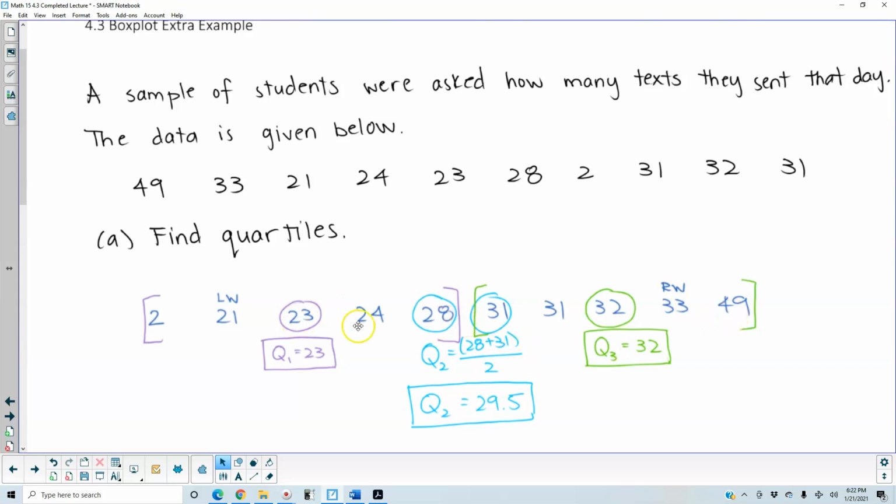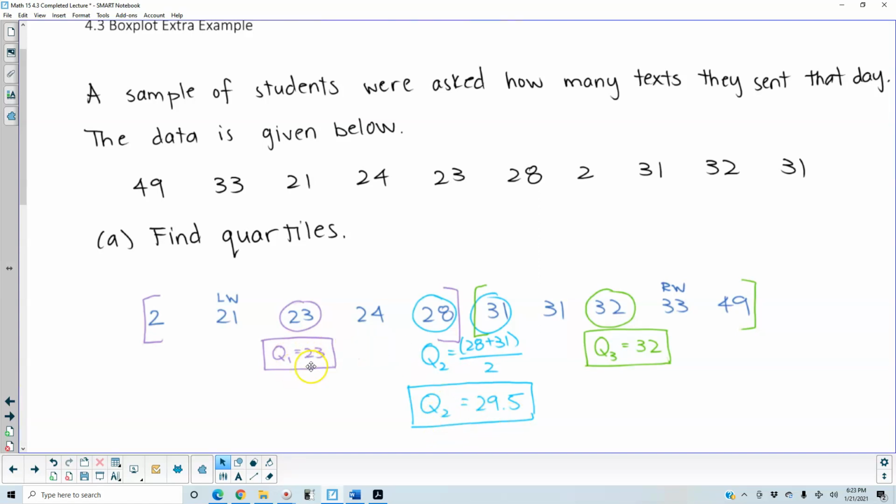Now, since there's an even amount of numbers, we're going to group the first 5 together. So 1, 2, 3, 4, 5. And then the last 5 are together: 31, 31, 32, 33, and 49. So in order to find quartile 2, which is the median, we need to take 28 and add 31 and then divide that by 2.